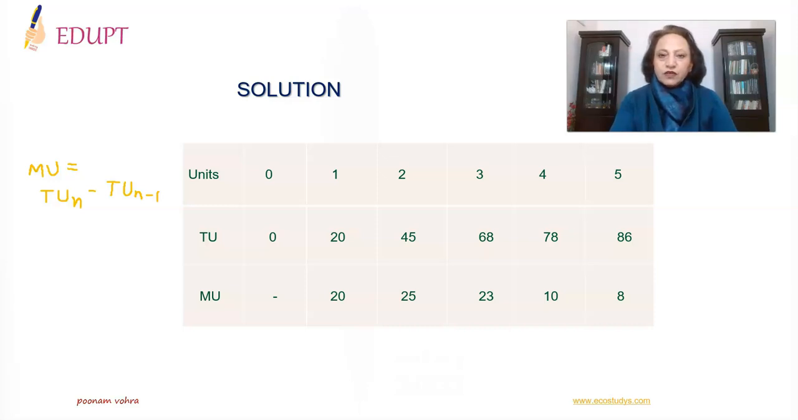Then for the second unit, total utility is increased to 45. Marginal utility will be 45 minus 20, it will be 25. And in a similar manner, one can find marginal utility in each case. One can make one observation here, that as more and more units are consumed, total utility goes on increasing, but marginal utility goes on declining.